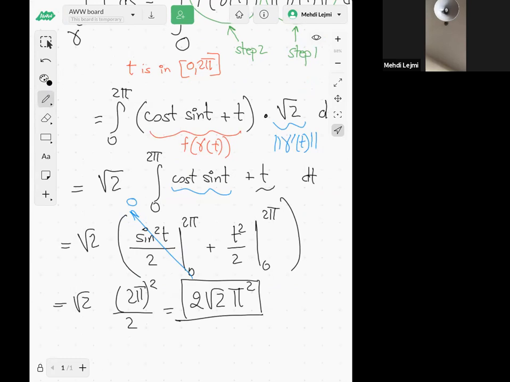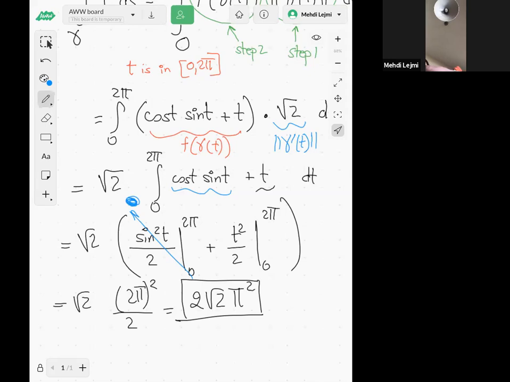Okay. Again, this sine term here is 0 because sine of 2 pi is 0 and sine of 0 is 0, right? Any questions, guys? All right, so here's an exercise.